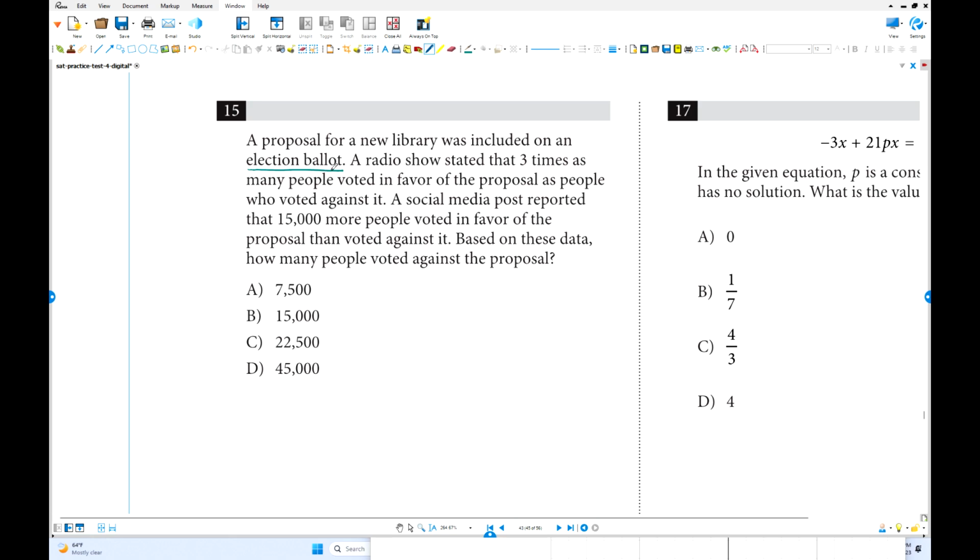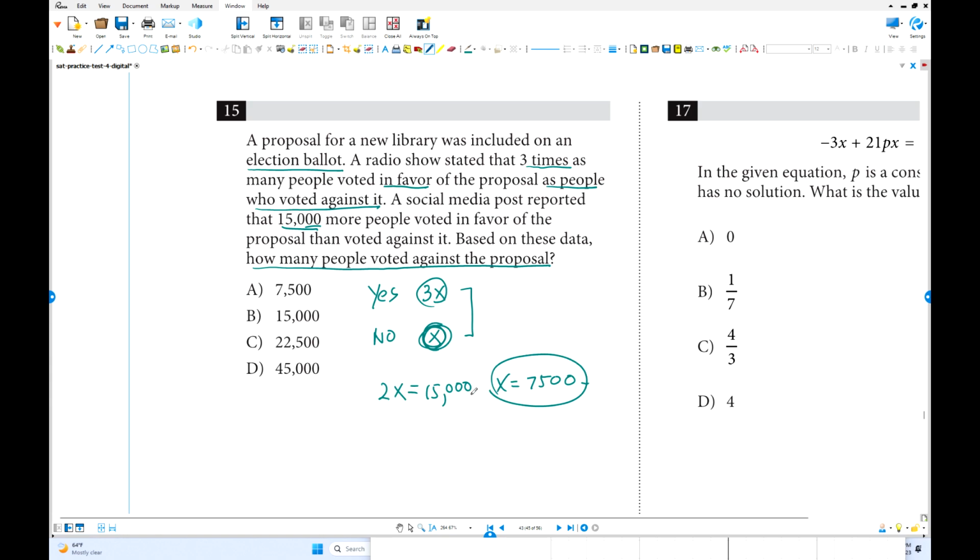The next one, number 15. A proposal for a new library was included on an election ballot. A radio show said that three times as many people voted in favor, they said yes. The other was no, against. Three times as many as people voted against. If this is x, the other one is 3x. A social media post reported 15,000 more people voted in favor. How much more? This is 3x. This is x. 3x minus x is what? 2x more, right? That is equal to 15,000 more. What is x? 7,500. Okay. What is the question? How many people voted against the proposal? This number against is x. This is x, right? 7,500 is the answer, okay? So you can use 3x minus x, 2x more. That represents 15,000 people, okay?